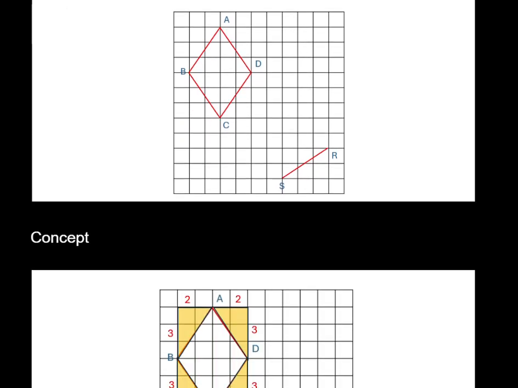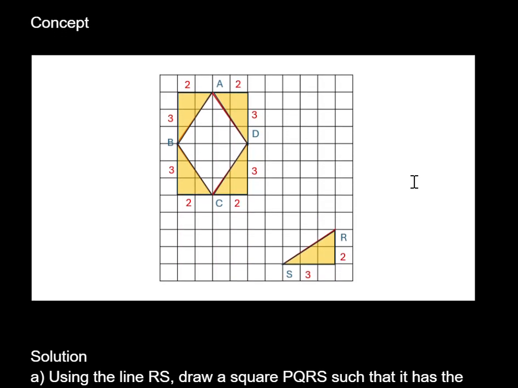So let's look at the concept required. When you have such a question drawn on a grid, how do you find the length? The easiest way is that you don't have to compute the exact length, but rather use the triangle method. For this slope here, it's 2 squares to the right and 3 squares down. And for this slope, it's 2 squares to the right and 3 squares up.